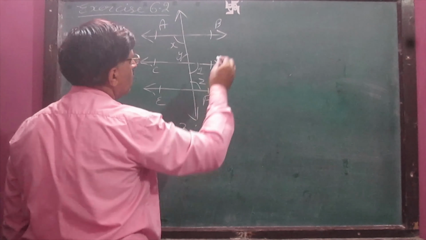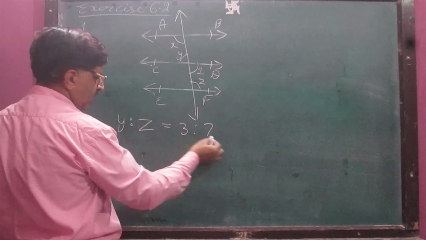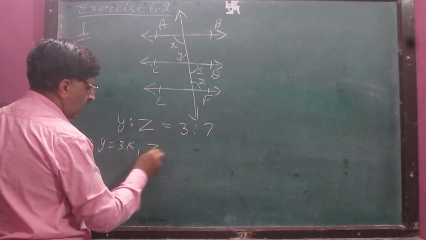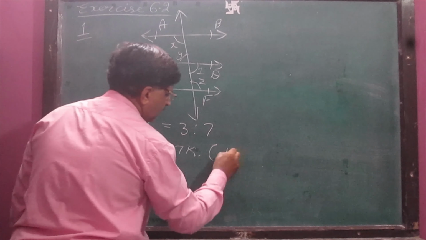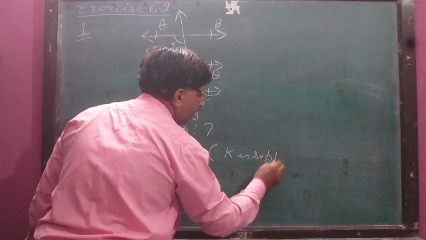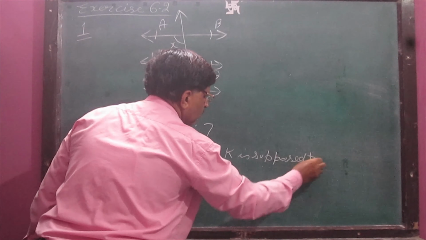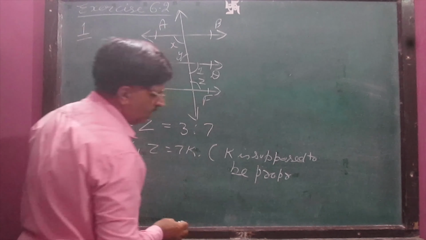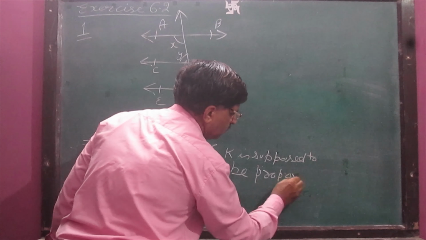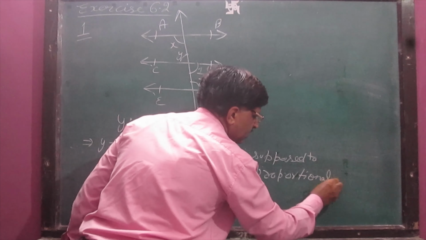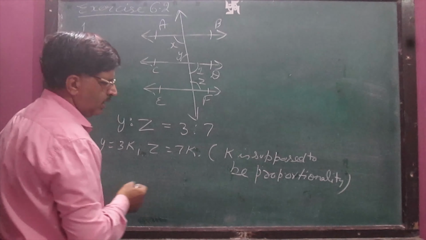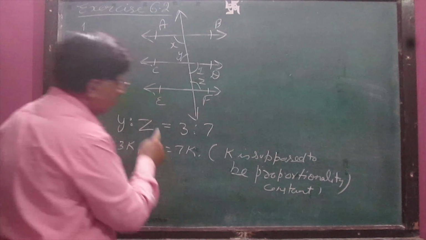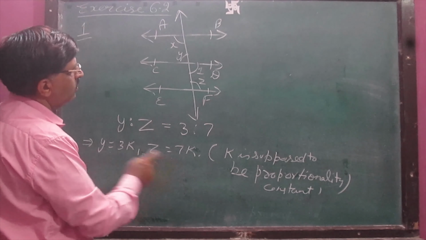Let us write that. Since the ratio of Y and Z is given, this implies Y equals 3K and Z equals 7K. K is supposed to be the proportionality constant. Whenever a ratio is given, you must assume a proportionality constant. Now with the proportionality constant, Y and Z are with you.